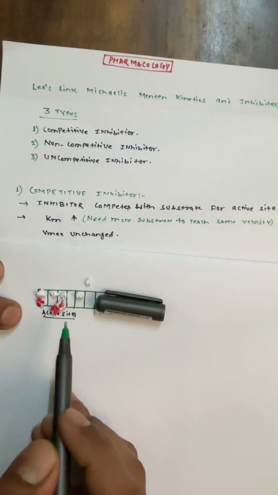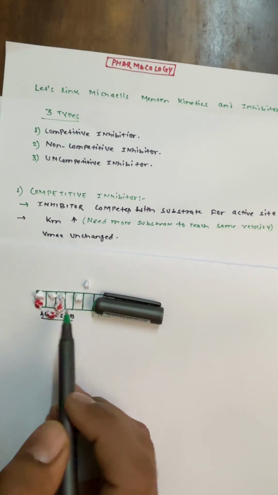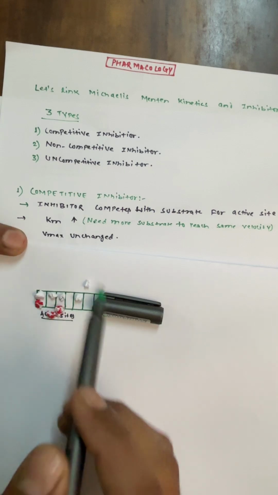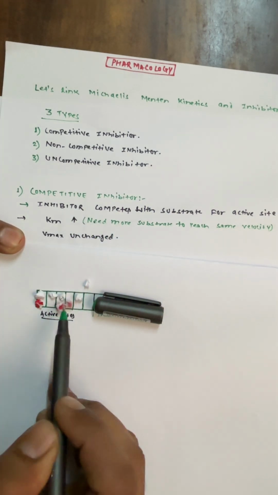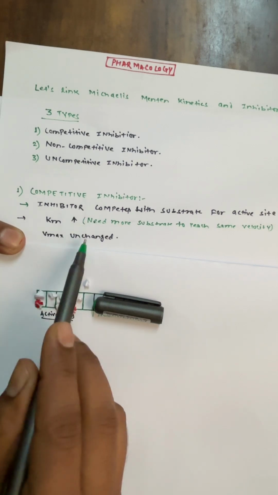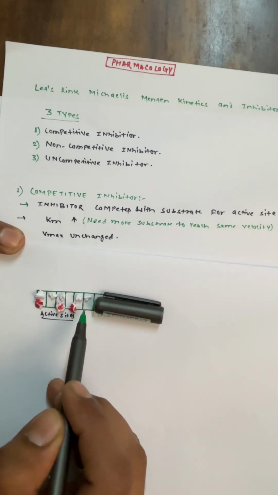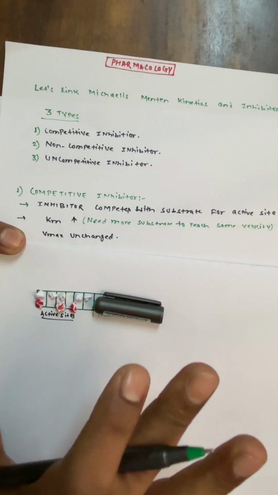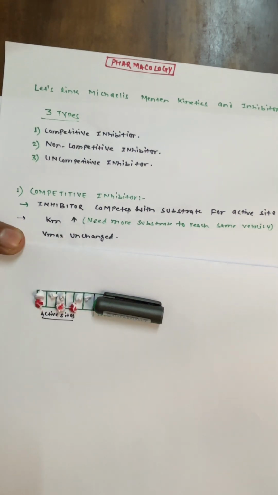So in these conditions we need more and more substrate to fight with these inhibitors. That's why we need more substrate to reach the same velocity, because the inhibitors are preventing the substrate from getting into this room. But the Vmax will remain unchanged, because if there is enough substrate, no matter how many inhibitors there are, the speed of the reaction will remain unchanged. So this is all about competitive inhibitors.